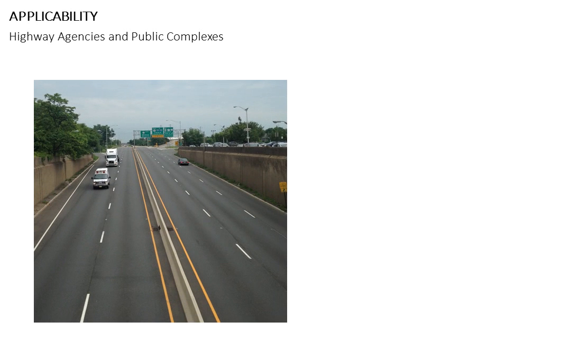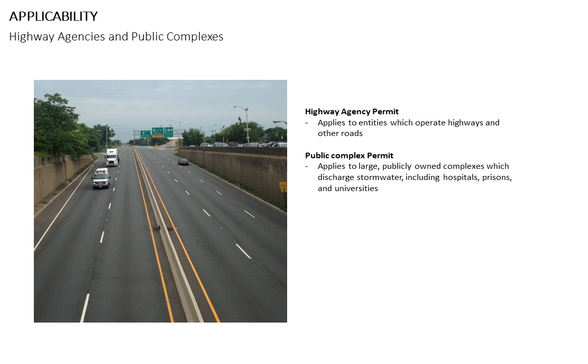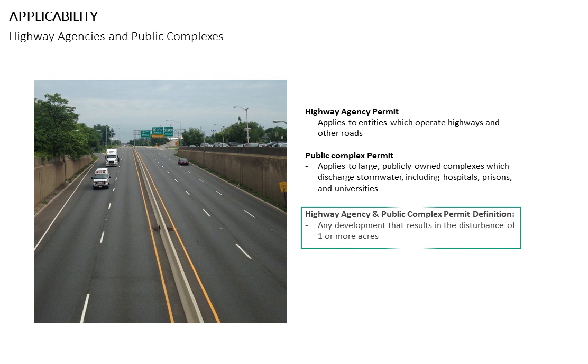The Division of Water Quality also issues similar permits to highway agencies and public complexes which own and operate small municipal separate storm sewer systems. The highway agency permit applies to entities which operate highways and other roads, such as the New Jersey Department of Transportation, the New Jersey Turnpike Authority, and each of the 21 counties. The public complex permit applies to large, publicly owned complexes which discharge stormwater, including hospitals, prisons, and universities. The definition of a major development under these permits is any development that disturbs 1 or more acres of land.